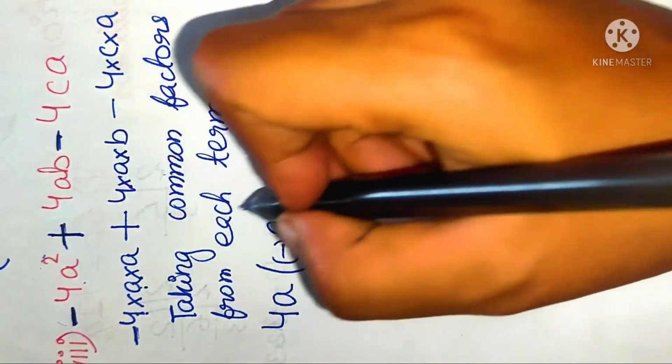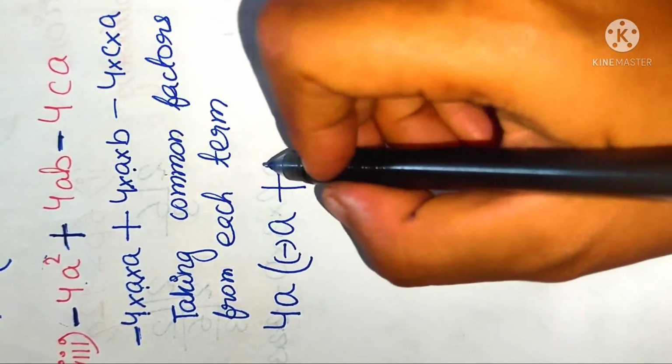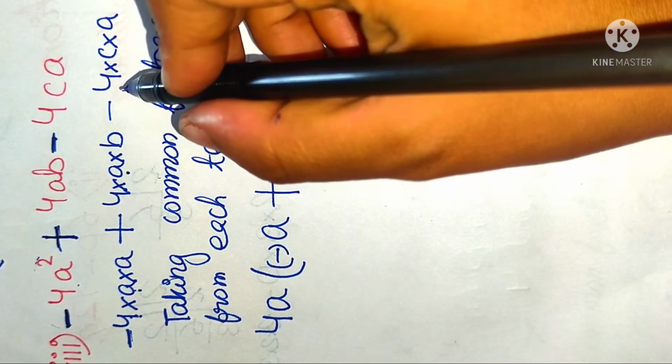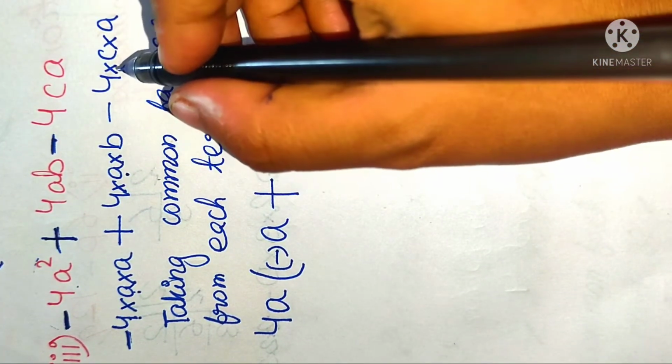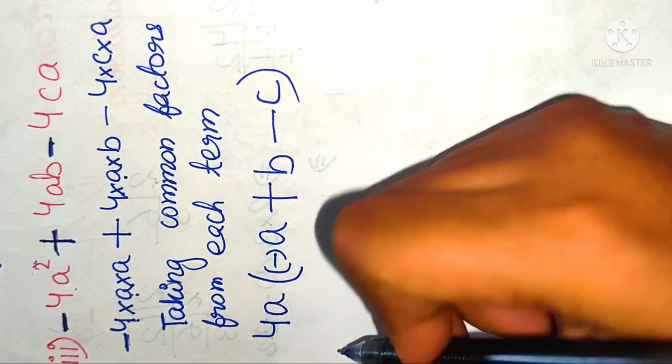We will write the separator as it is, that is plus. We have taken 4 and a from here, so we are left with b here. Again we will write the separator, that is minus. Now here we have taken this 4 and a, so we are left with c. So we are left with this one, which is our final answer.